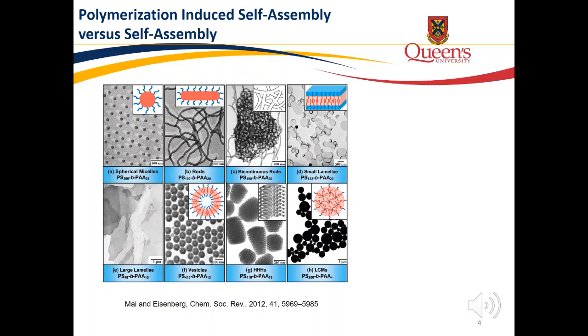And this is an illustration from one of Professor Eisenberg's papers that illustrates some of the different types of structures people have seen for the self-assembly process in conventional block copolymers. So the block copolymers are already made, and depending on how you conduct the experiment, you can get self-assembly into a wide variety of different structures, including, for example, spherical micelles, rods, bicontinuous rods, small and large lamellae, vesicles, and so on.